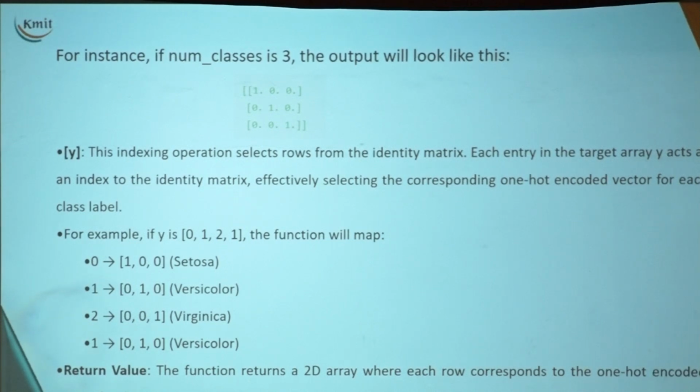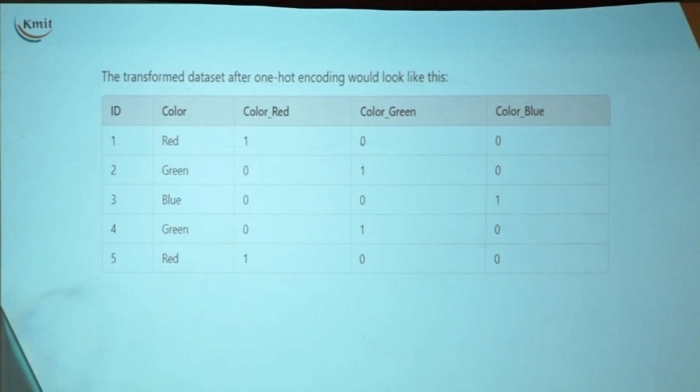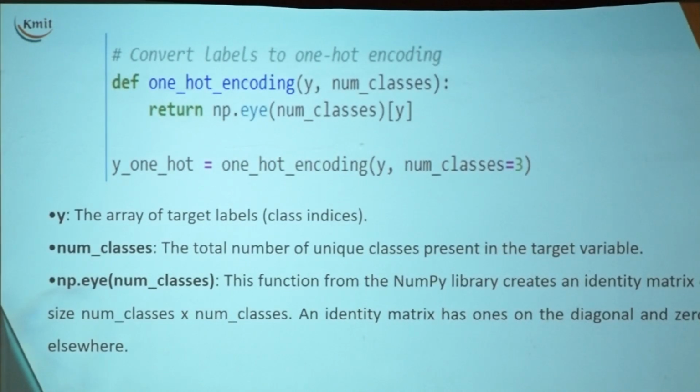In order to generate this, we will write this particular block of code. What are we defining? A one-hot encoding function. How many parameters are we passing here? 2. What are they? Y and number of classes. In our case, how many classes do we have? 3. Hence I am defining num_classes equal to 3.